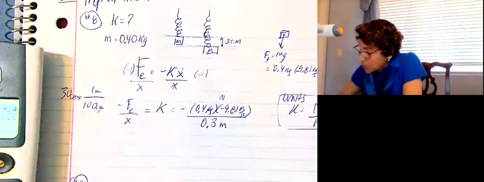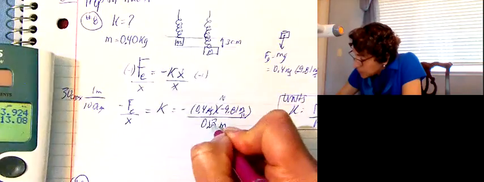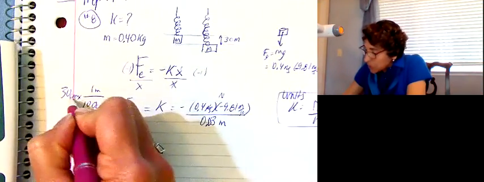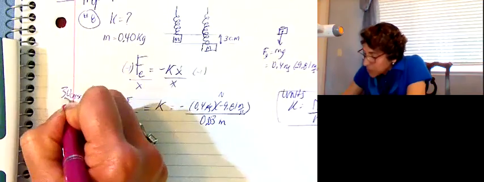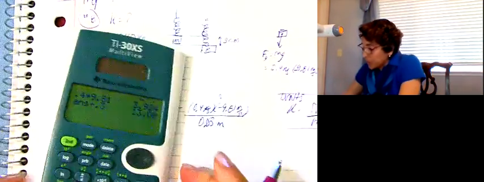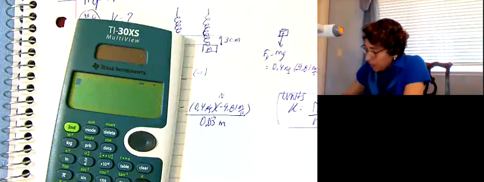Oh, you know what? I didn't move it over 2. Was it 3 centimeters? It would have been 0.03. I apologize. It wasn't 30 centimeters, it was 3 centimeters. I move that over and it's 0.03. All right, try this again.